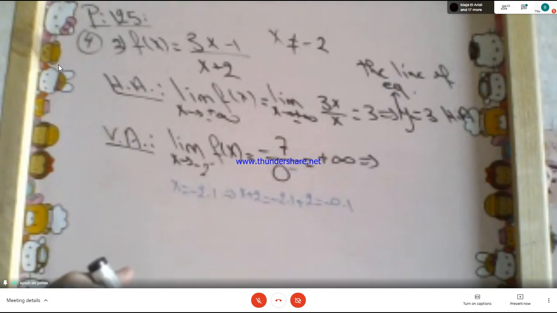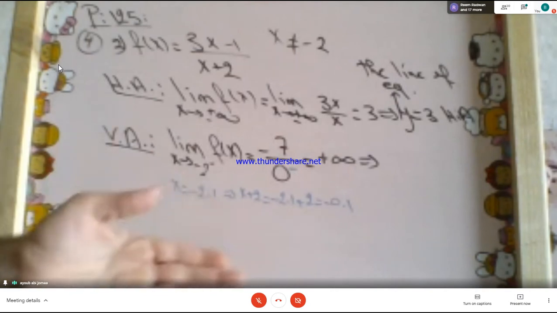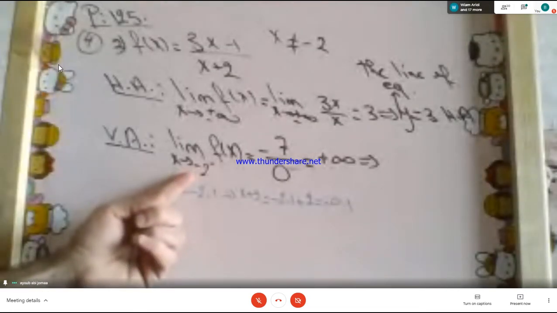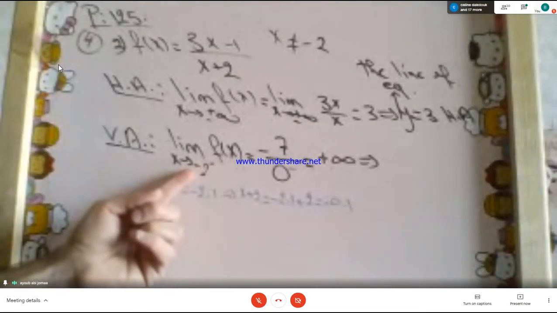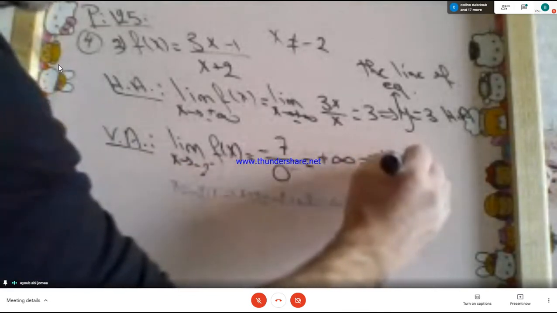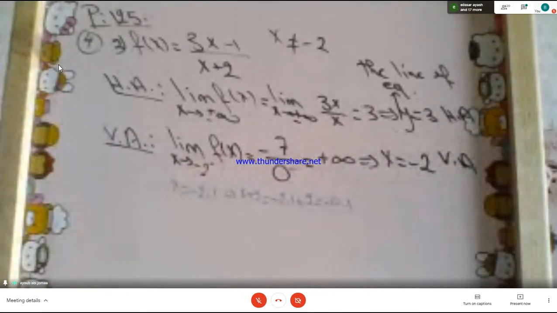What's the equation of this vertical asymptote? x equals positive infinity? No. We don't have a line of equation x equal positive infinity. x equals this number. x equals negative 2. The line of equation x equals negative 2 is a vertical asymptote.